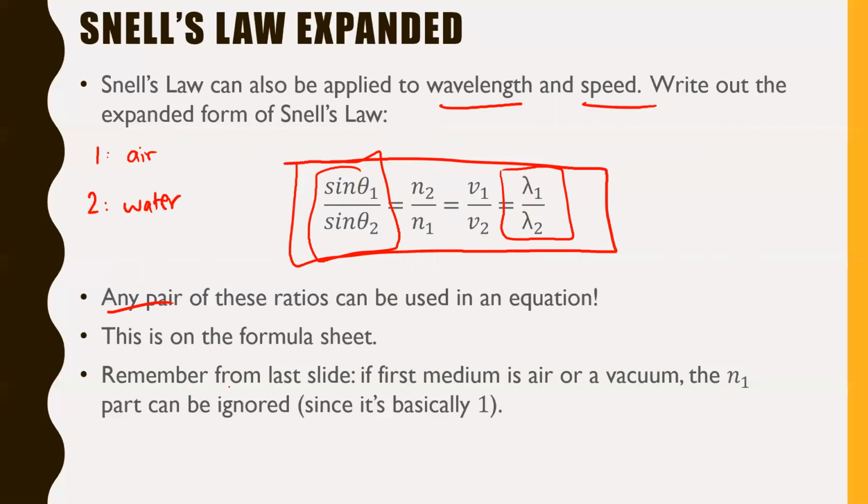Again, this is on your formula sheet. Remember from the last slide, if the first medium is air or a vacuum, n1 can just be ignored because it's basically 1. That's why we said on the last slide that sine of angle of incidence over sine of angle of refraction is equal to your new medium's index, because you're dividing by 1 here. n1 would just be 1 if it was air or a vacuum.